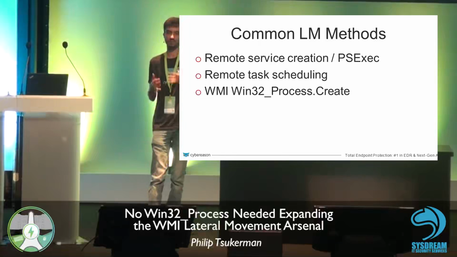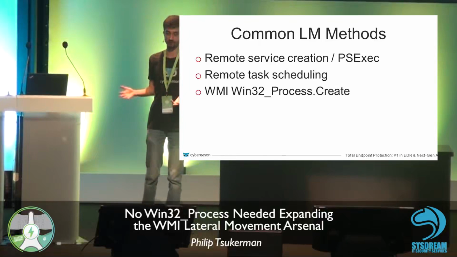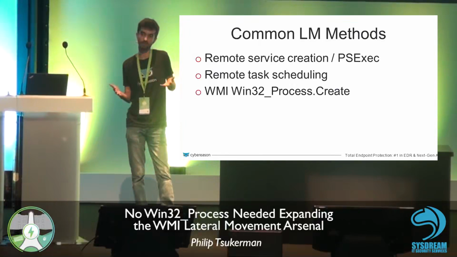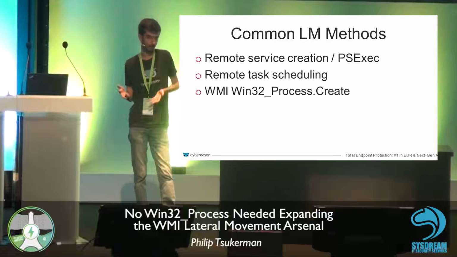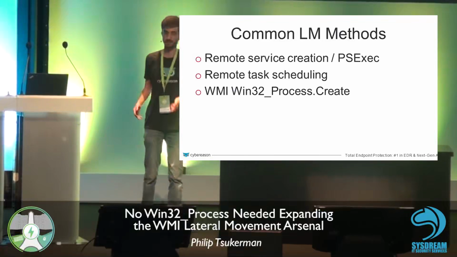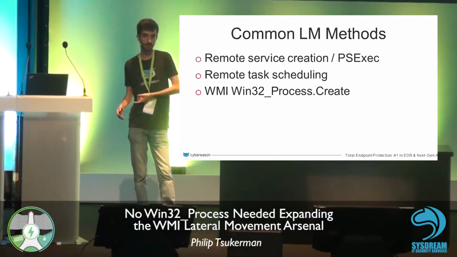Now, why do we need additional vectors of execution? We have those three. They work if you have the credentials. They're mostly enabled on, I think, most networks. So it's not a challenge to get your code to run on another system. The actual challenge here is not to get caught.